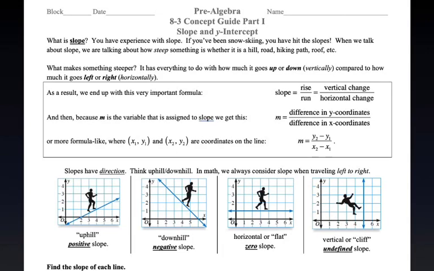All right, welcome to the 8-3 Concept Guide, Part 1. This section is so important that we're going to break it up into two pieces. This first piece here, we're going to talk specifically about slope. We'll get into the y-intercept part of this lesson in the next part.